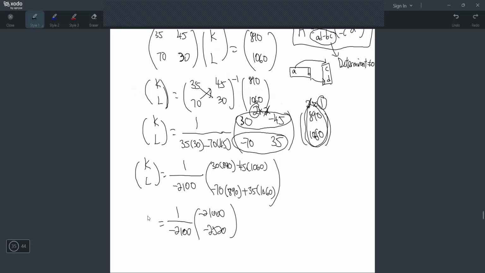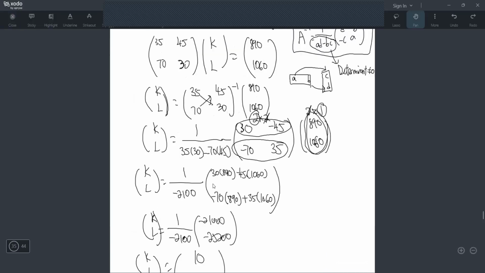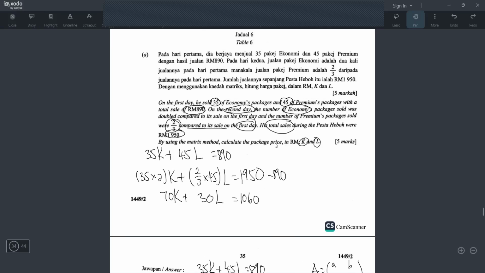And don't forget here you have to write KL. And now you can find your KL. You have to take these two numbers times 1 over negative 2100. What does it mean by times 1 over negative 2100? It means you are taking these two numbers divided by negative 2100. What is negative 21000 divided by negative 2100? Positive 10. What is negative 25200 divided by negative 2100? Positive 12. So you can use your calculator to help you. And now you get your answer already. Now you can write your K and L. Please don't stop your answer here because your K and L is actually the package price.